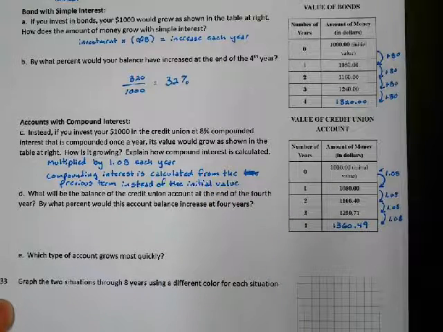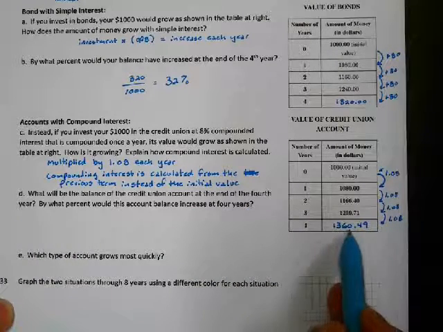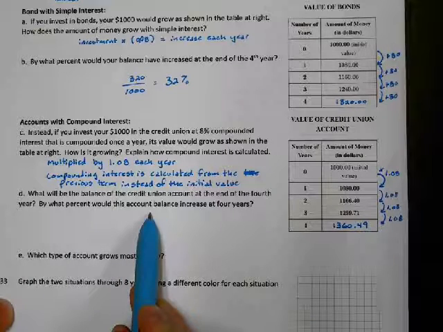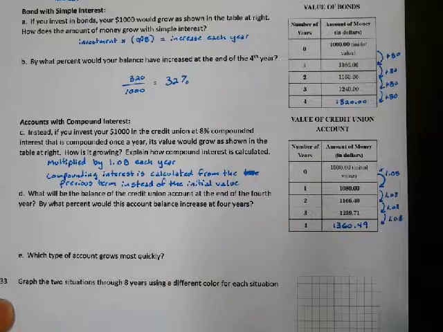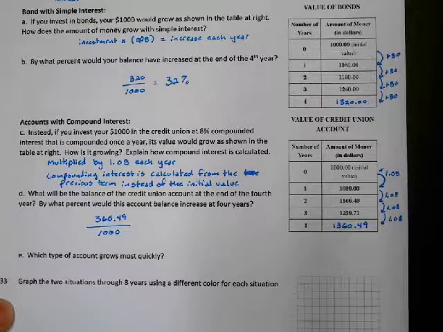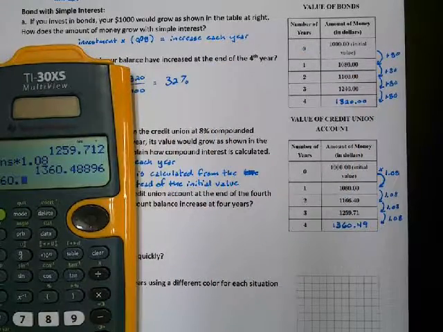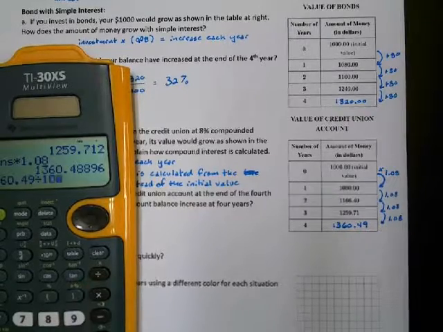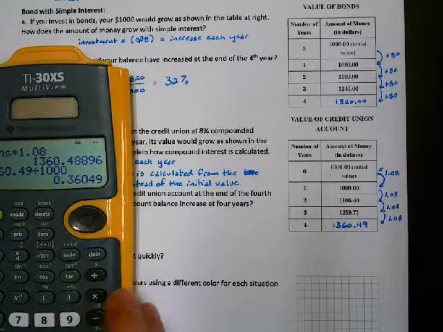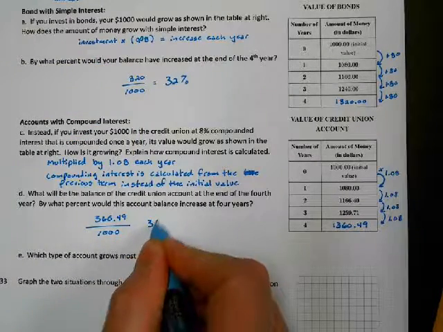All right, what will the balance of the credit union be at the end of the fourth year? Here we've got 1,360.49. By what percent will this account balance have increased at 4 years? So let's see, 360.49 is the increase, and we're going to divide that by 1,000. So if I do 360.49 divided by 1,000, that increase is 36 and then a little bit more over here. We'll just call it 36%.